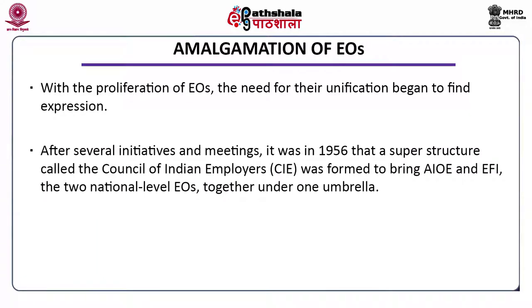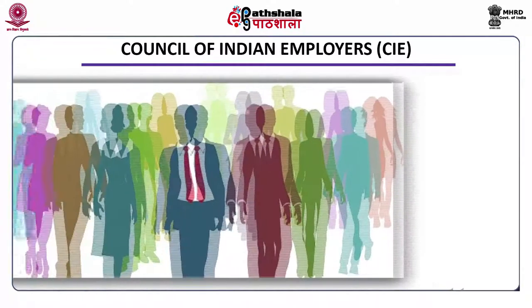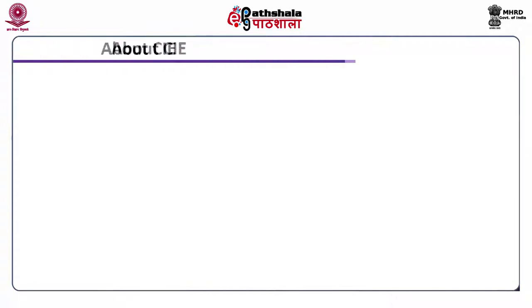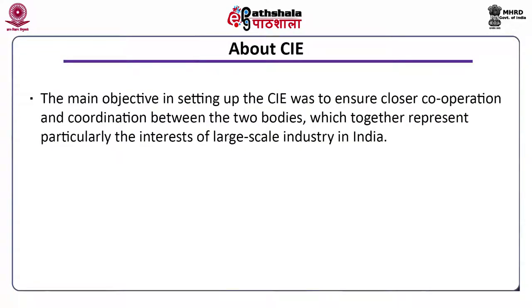After several initiatives and meetings, it was in 1956 that a superstructure called the Council of Indian Employers was formed to bring the All India Employers Organization and the Employers' Federation of India, the two national level employers organizations, together under one umbrella. Now, looking into the Council of Indian Employers, the main objective in setting it up was to ensure closer cooperation and coordination between the two bodies, which together represent particularly the interests of large-scale industry in India. In the year 1973, SCOPE joined the Council of Indian Employers.